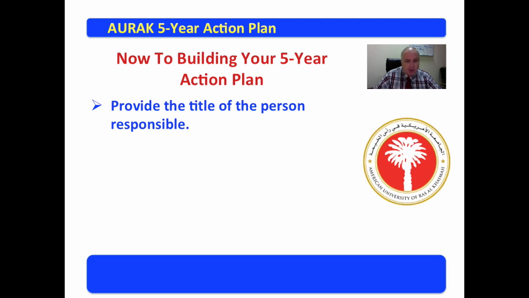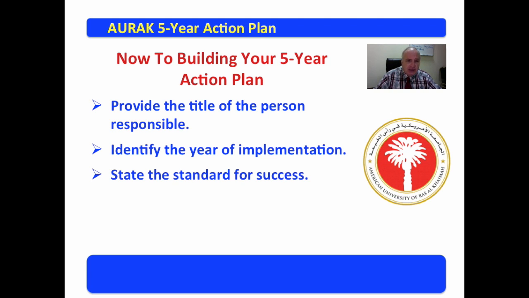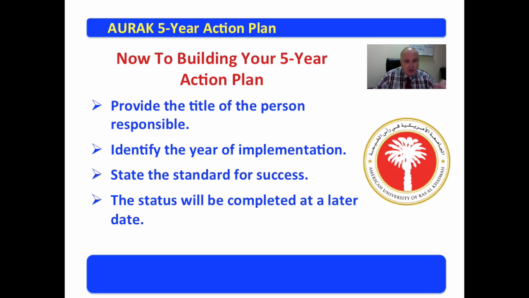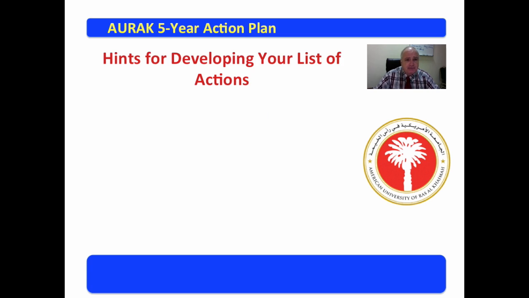Provide the title of the person responsible, identify the year of implementation, and then state the standard for success. You will note that there is also a status column. The status column is to be done at the end of the year, so it's not really relevant now. The 5-year action plan has an annual review in each of the 5 years that it's in operation. Now, here's where the rubber hits the road.